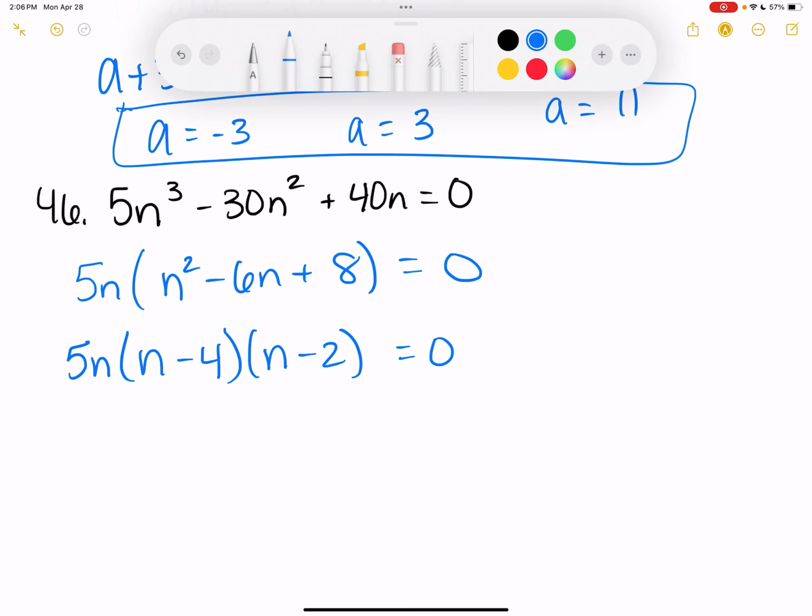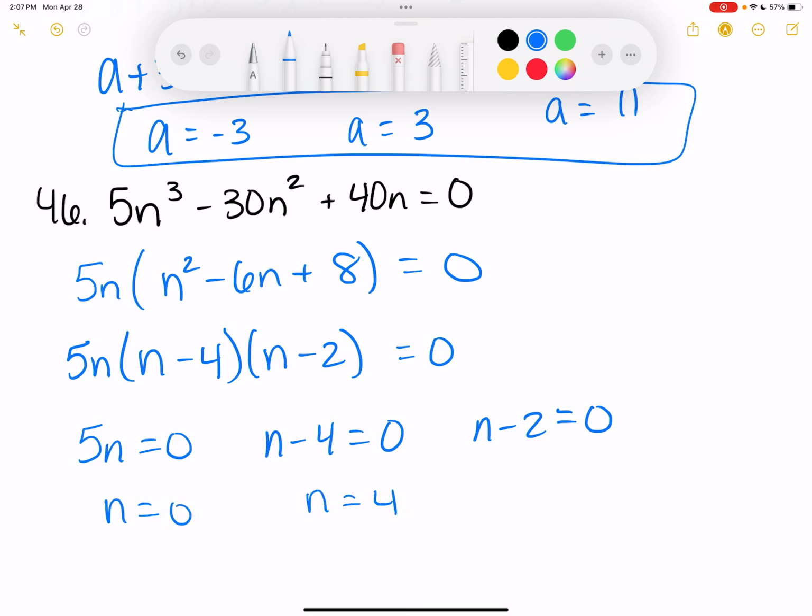So now, when I set this stuff equal to 0, we've got 5n equal to 0. We've got n minus 4 equals 0. And I've got n minus 2 equals 0. So I've got n equals 0, n equals 4, and n equals 2.